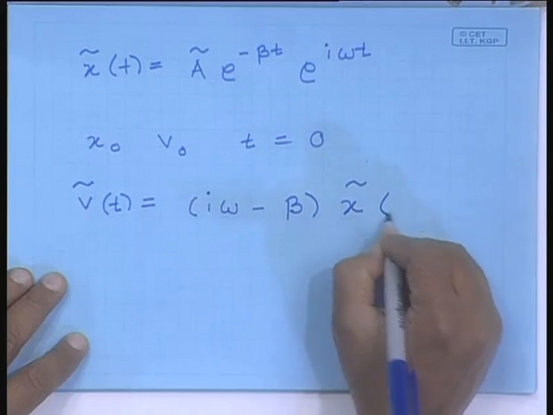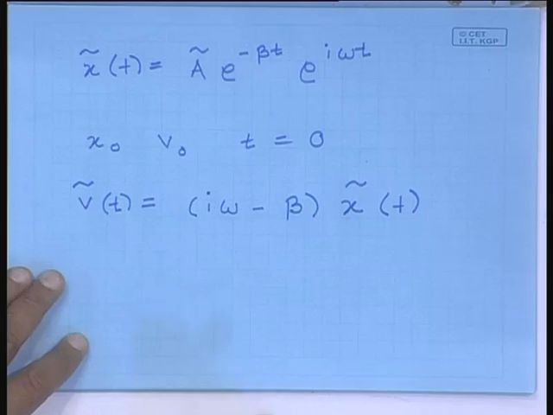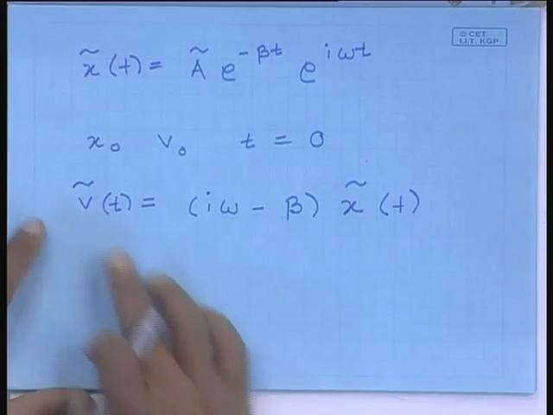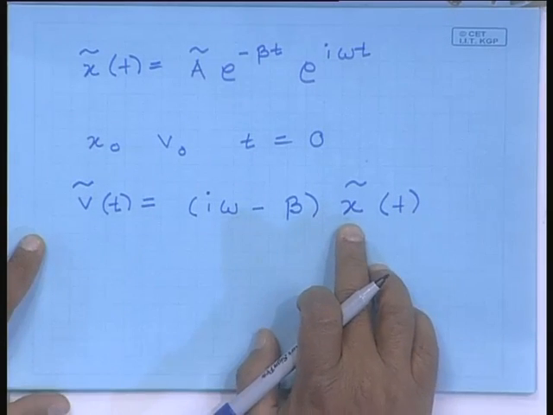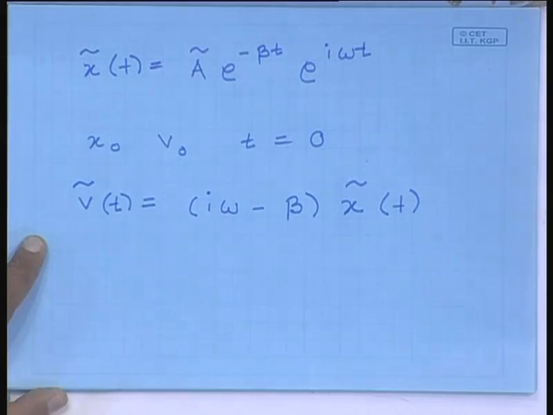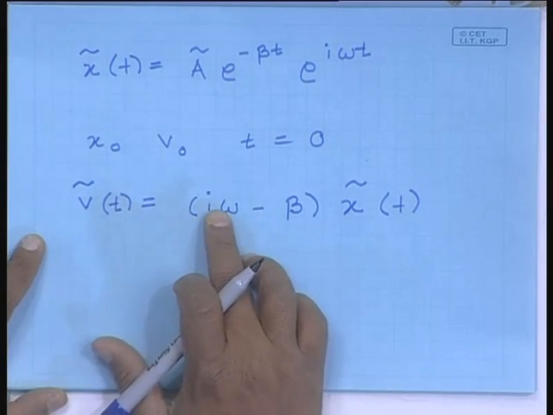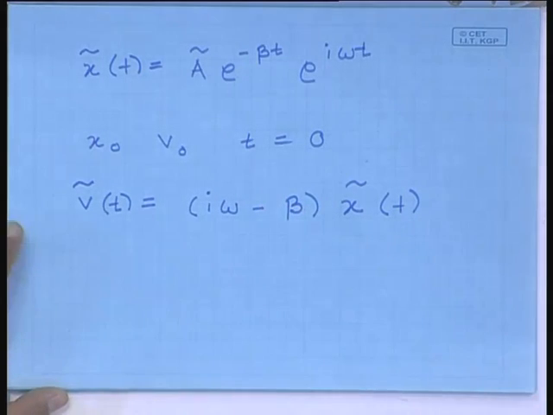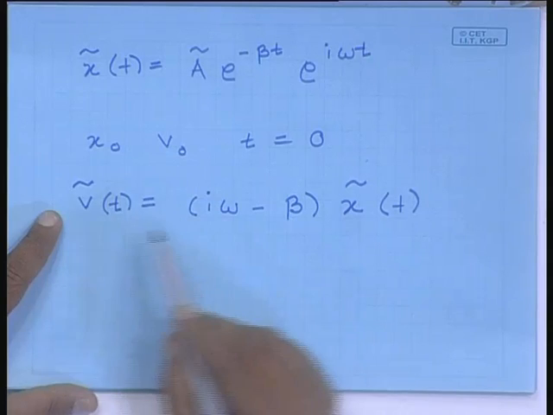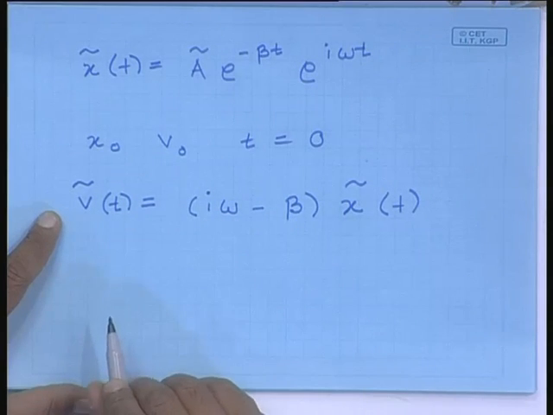So, this is the expression for the velocity in terms of the complex variable x tilde for the position. The velocity and the position are related through this factor i omega minus beta. Before we go on to the problem which we are discussing, let us spend a few minutes discussing a very interesting consequence of this expression for the velocity which we have just derived.